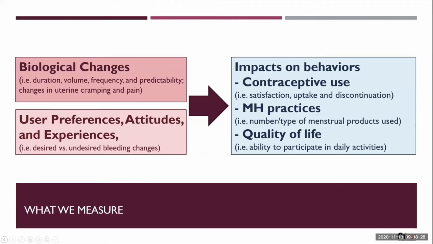Starting with what we measure, this slide proposes a framework of the different domains we may want to consider for a comprehensive understanding of CIMCs. Starting on the left, these domains include the biological and physiological changes that occur as a result of contraceptive use, as well as the perspectives of users in terms of their preferences, attitudes, and experiences. The two combined then affect contraceptive use, menstrual hygiene practices, and users' lives.